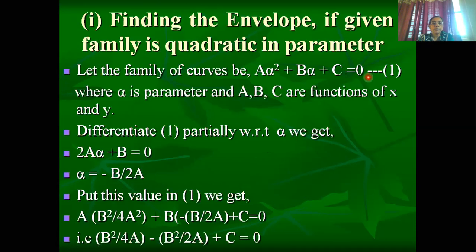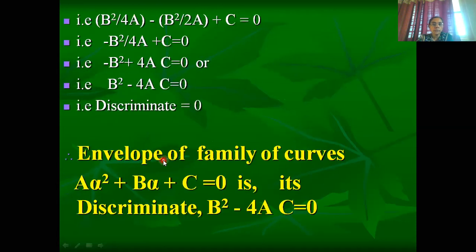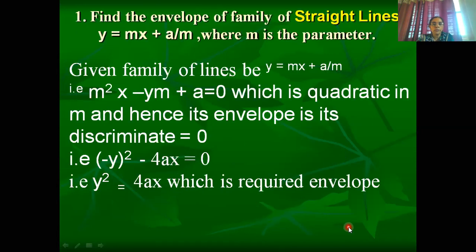So the first example: find the envelope of a family of curves where the equation is quadratic in the parameter. This theory is not necessary; just remember this one: the envelope of the family of curves a alpha square plus b alpha plus c equal to 0 is always given by its discriminant equal to 0. That means b square minus 4ac is equal to 0. So first convert every equation into the quadratic form, get the values of a, b, and c, and substitute. I'll solve the example so you come to know it.